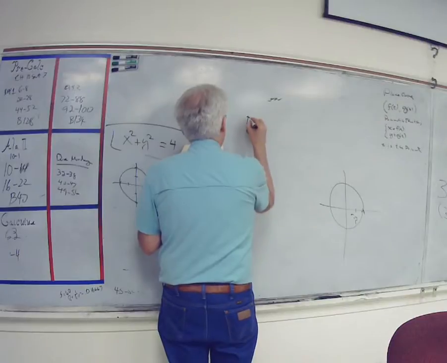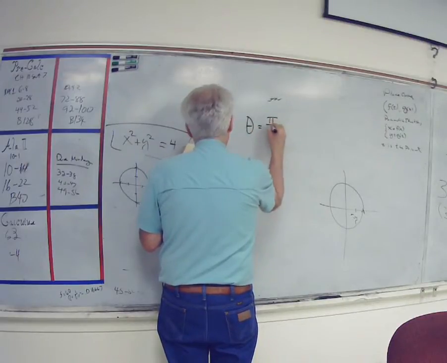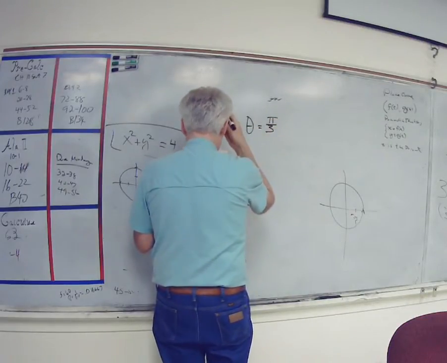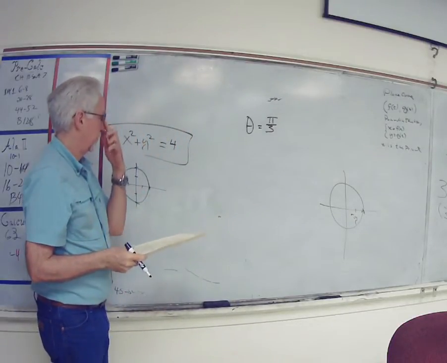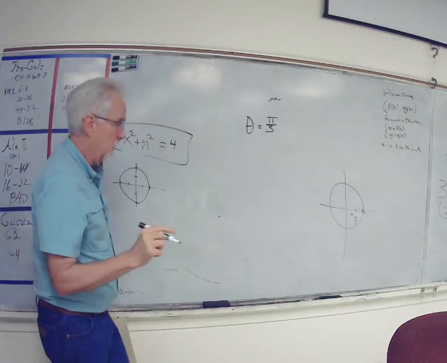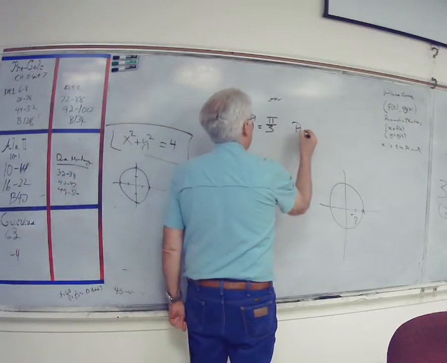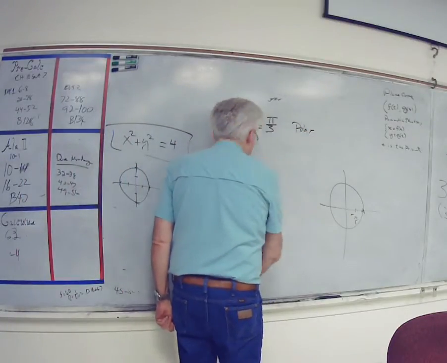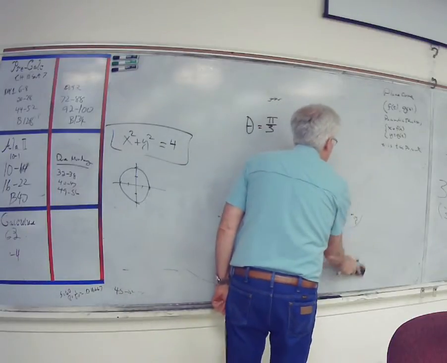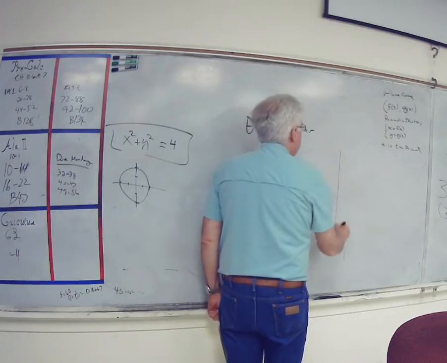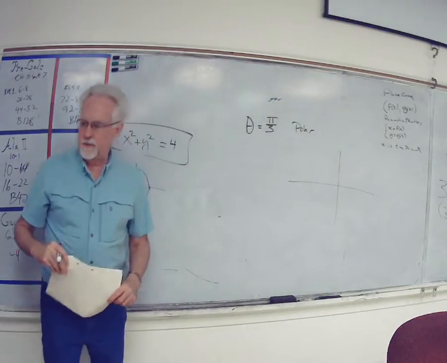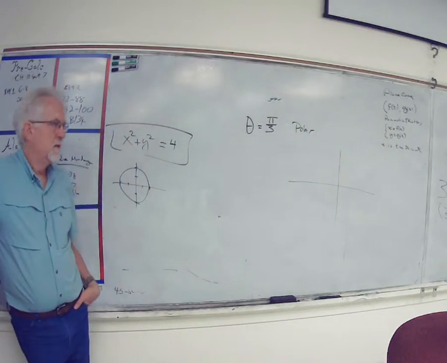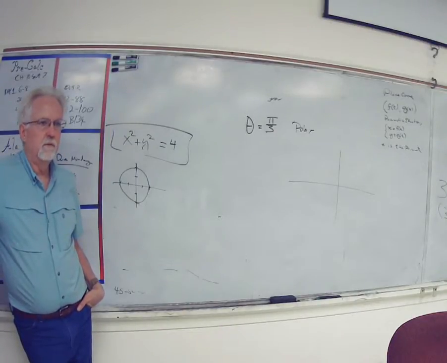I have theta equal pi over 3. What units am I in? Radians. Polar. Okay. Now, let's just think about plotting this before we do the conversion. Just talk out loud how you would plot this. What does it mean? For any r, theta equals pi over 3.